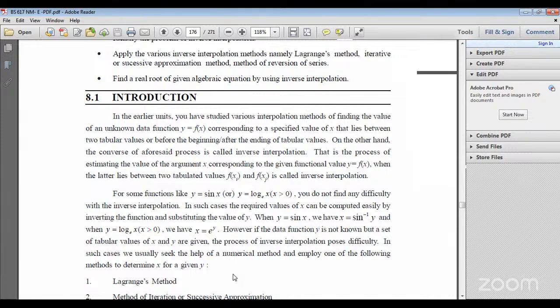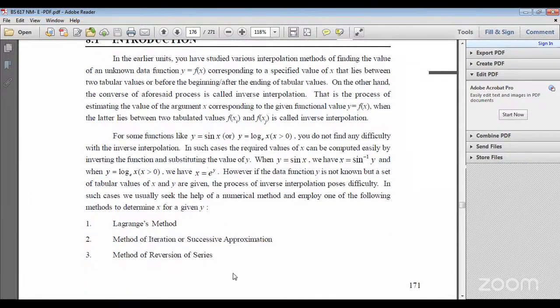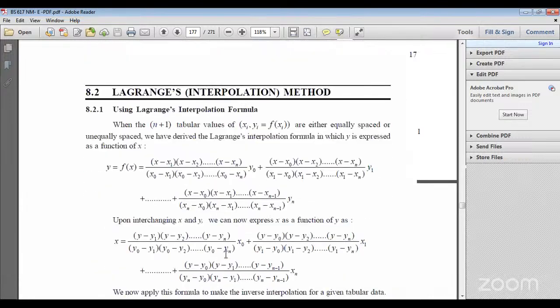But when a set of tabular values x and y is given, the inverse interpolation poses a difficulty. In such cases, we usually seek the help of numerical methods. One of the following methods: Lagrange's method, method of iteration, successive approximation, and reversion of series, we can also learn here. So, Lagrange's interpolation method.